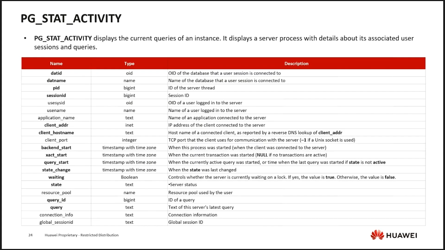And PG_STAT_ACTIVITY displays the current role's queries of an instance. It displays server processes and describes the user sessions and queries associated with each server process. It is used to query existing information of the current process, such as the thread ID, the session ID, and the username or user ID of a login session. This view is often used to locate a fault, for example, to locate a slow SQL statement.